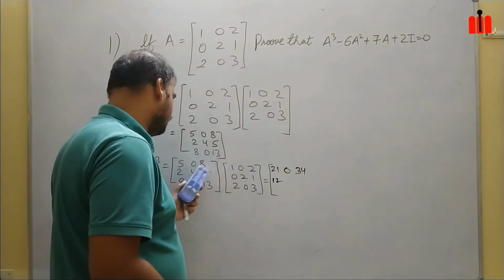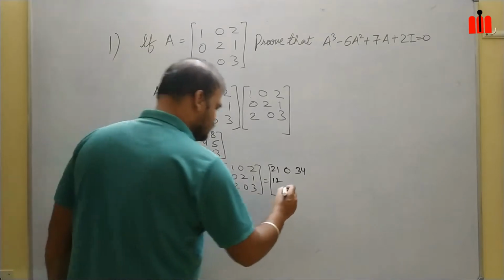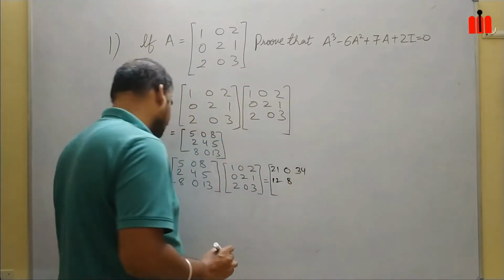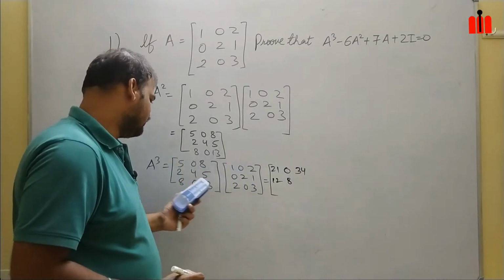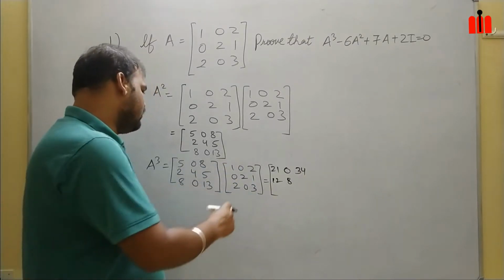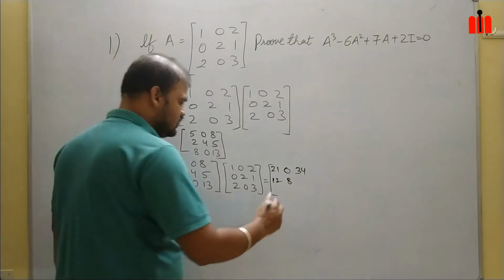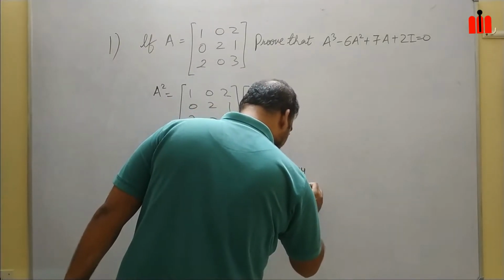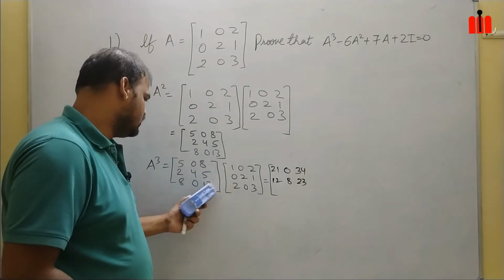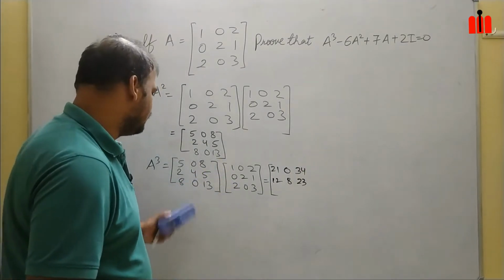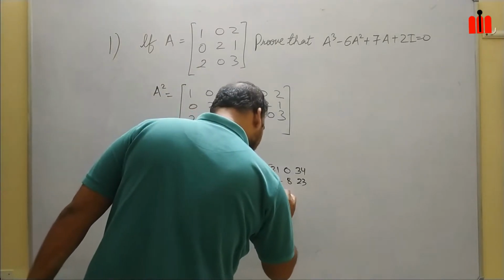2 0 ja 0, 4 2 ja 8, 5 0 ja 0. So it is 8. 2 2 ja 4, 4 1 ja 4, 5 3 ja 15. 15 plus 8 is 23. Right? Now 8 1 ja 8, 0 0 ja 0, 13 2 ja 26. 26 plus 8, 34.